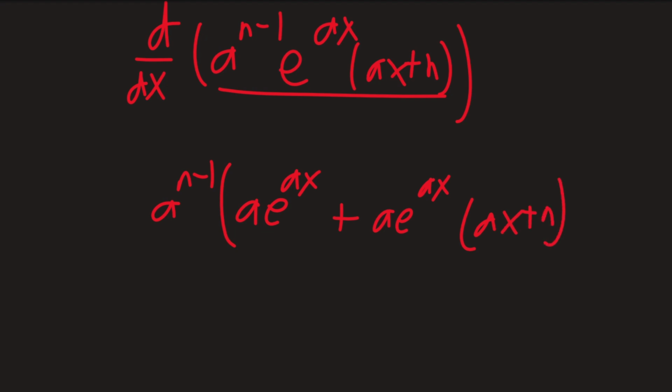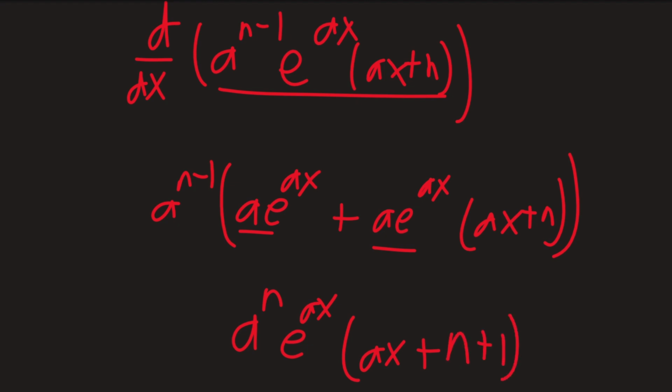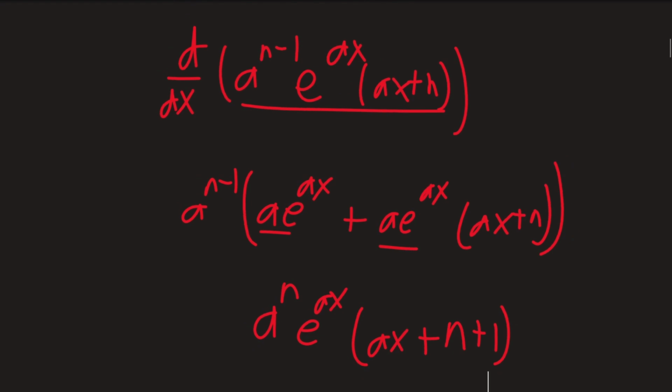Just as before, we can factor this out. So what we're left with is a e to the ax times a to the n minus 1, but I'm just going to group that into a to the n. So we have a to the n e to the ax times ax plus n plus 1, excuse me. And that right there is exactly the same as if we were to plug in n plus 1.